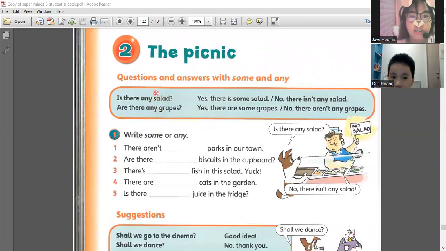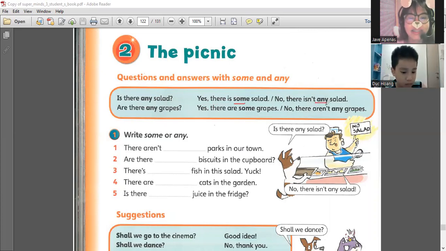Okay, so using questions answered with some and any. Okay, so you remember how to use it? In a question form? Yeah, can you read it? Is there any salad? There is some salad. Are there any wraps? There are some wraps. Okay, or if it's a no for salad, you're going to say no, there isn't any salad. Another one is no, there aren't any grapes. Okay. So once again, that is how you're gonna answer for some and any.